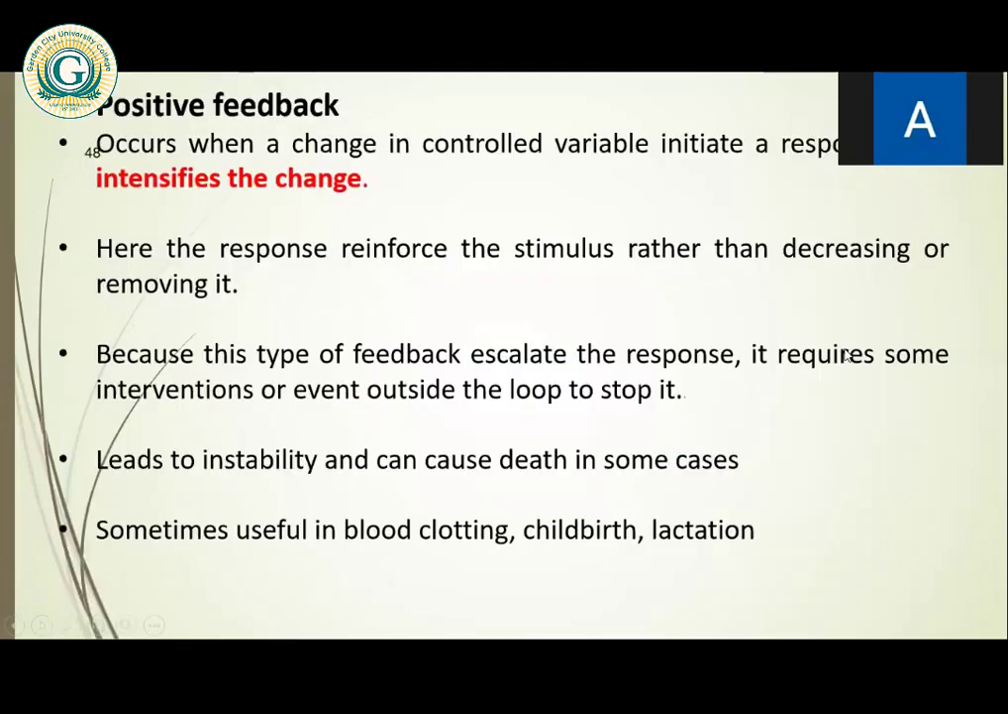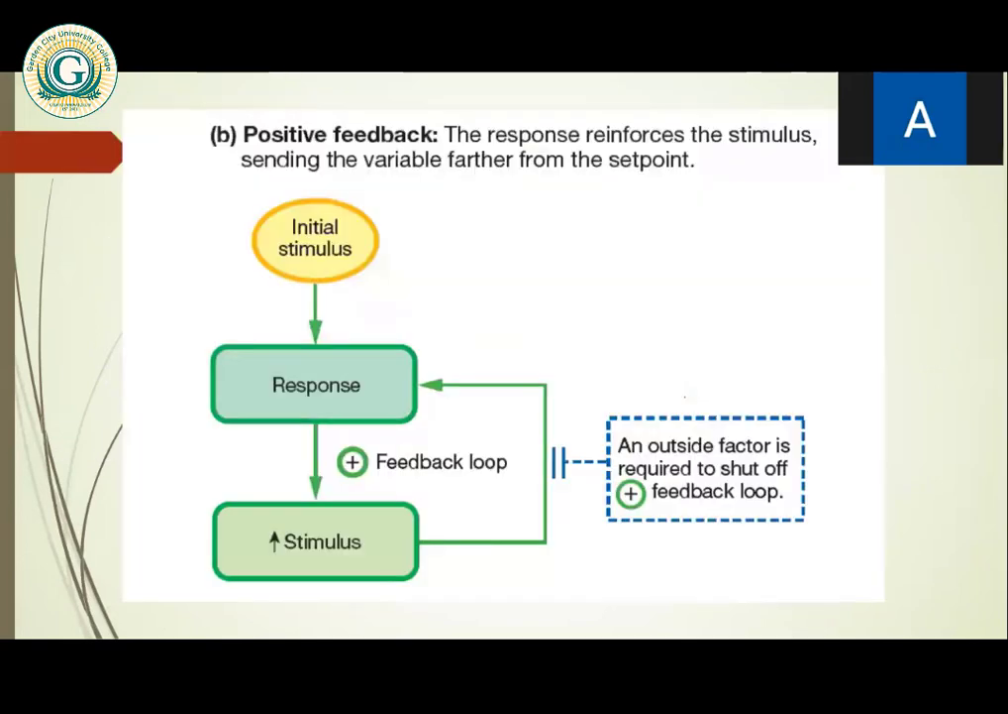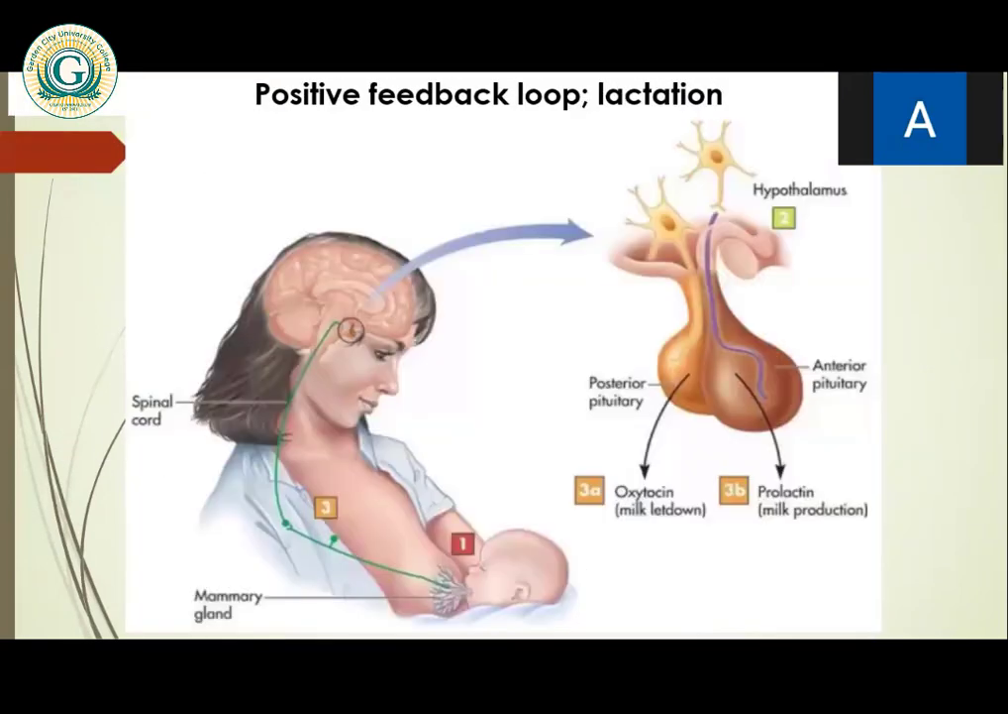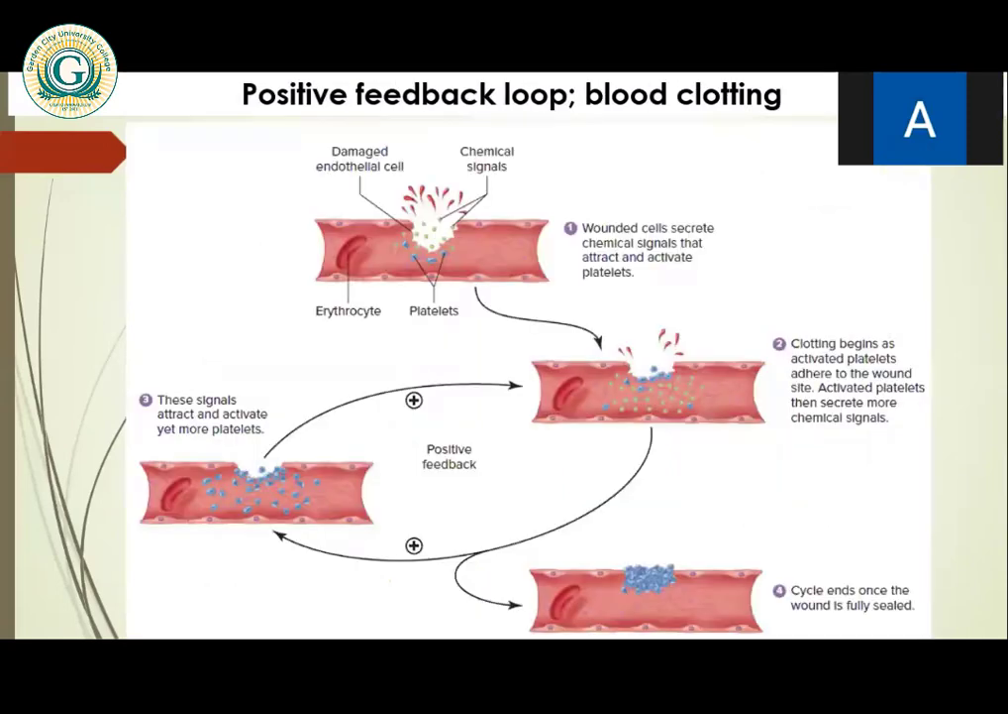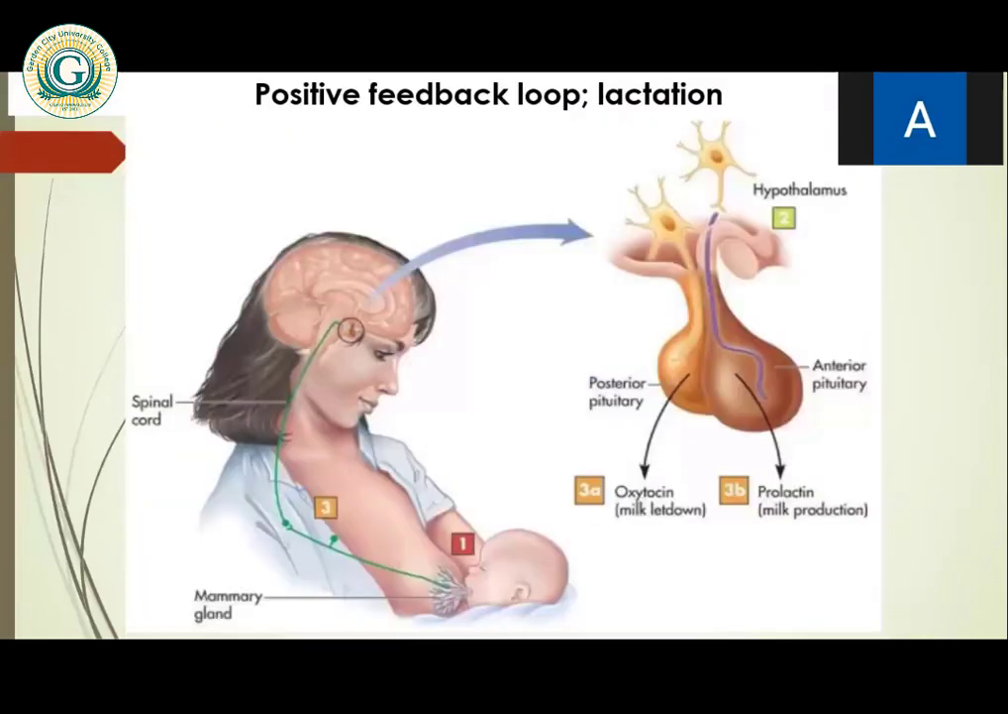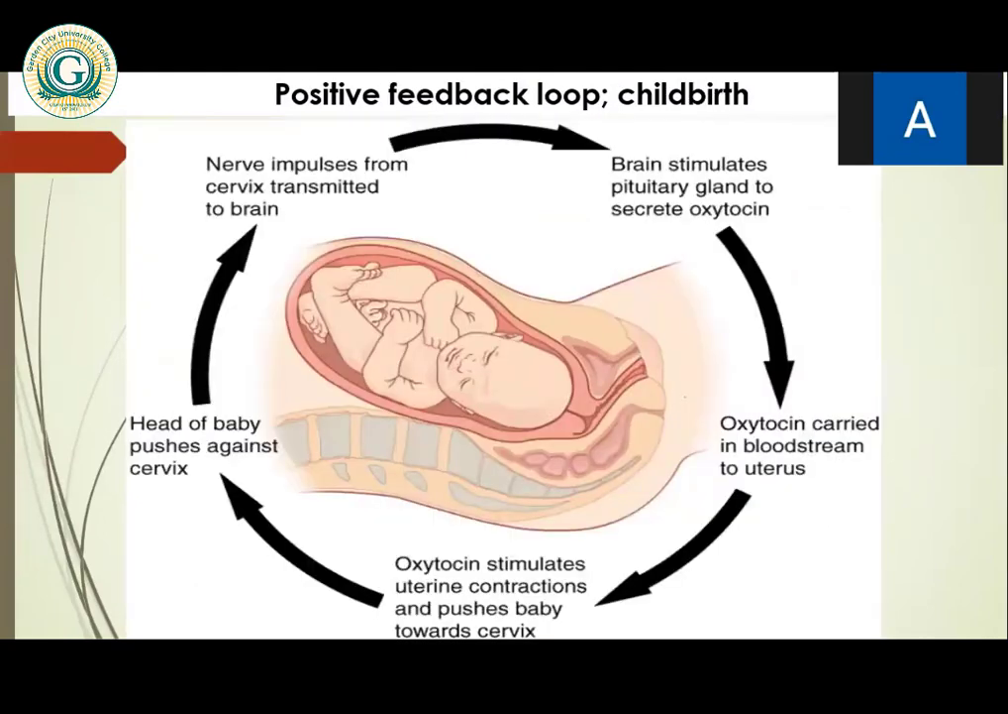Then we look at the positive feedback, intensifying the change. We have some examples: childbirth, lactation, blood clotting. Kindly read on all these. We'll have a discussion because we have to move to transport in our next class. So we are going to use the examples here to better explain the feedback mechanisms in our next class.